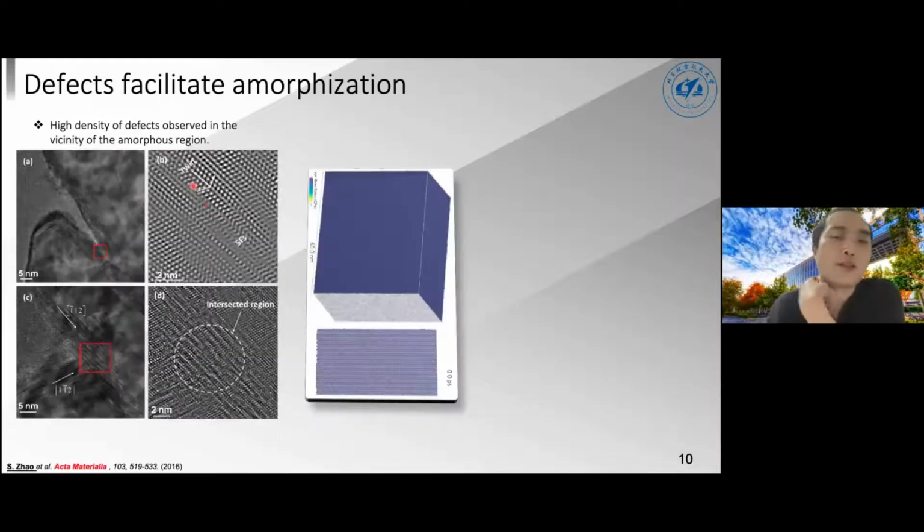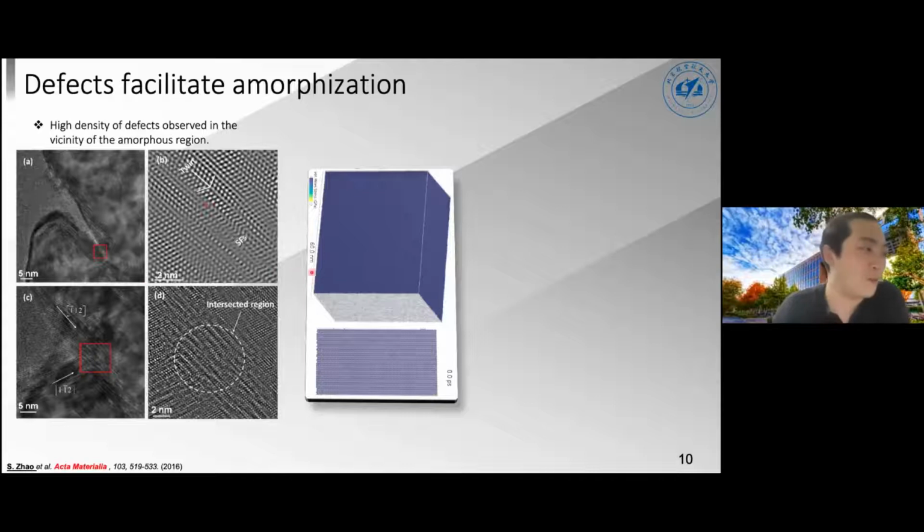So if amorphization is solid state, but the amorphous phase is energetically less favorable, then what is helping such a phase transition? One thing we notice from high resolution TEM is that amorphization always occurs in the vicinity of a high density of defects. So we performed lots of high resolution TEM observation and also conducted MD simulation.